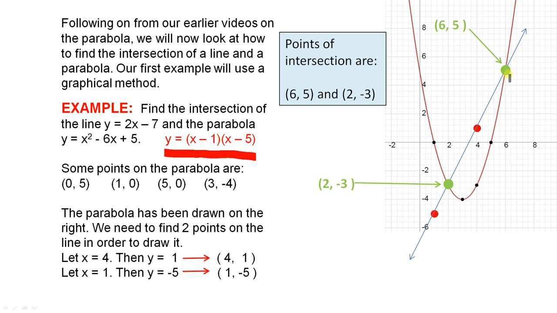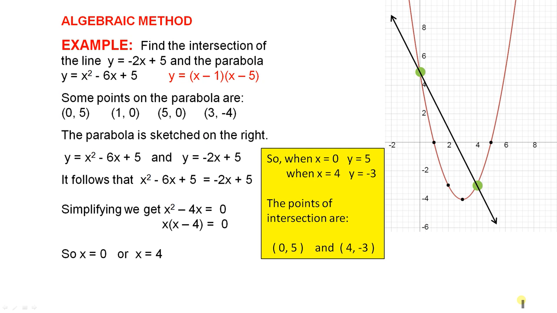I've got some green dots here, and that is where the line intersects the parabola. So you will find that the 2 points where the line intersects the parabola are 2, minus 3, and 6, 5. So the points of intersection are 6, 5, and 2, minus 3. Now you have to be very accurate with your graph, and that way you can answer the question.